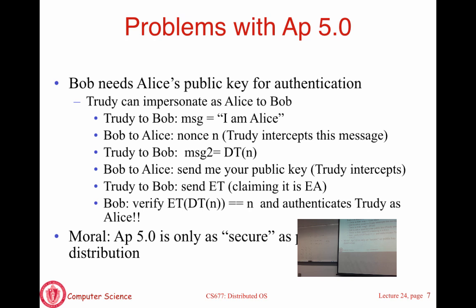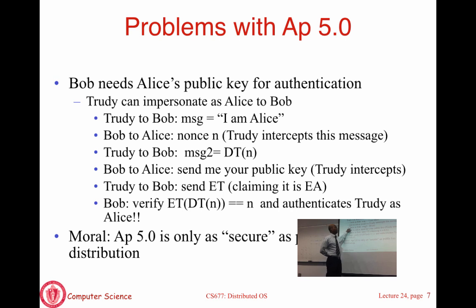Okay, so let's say we want an intruder to impersonate Alice. The intruder is Trudy. Trudy is going to send a message to Bob saying, "I'm Alice." So Trudy is impersonating Alice. Bob is then going to try to send a nonce back to Alice, which Trudy is going to intercept. It's a network, so you can just intercept this message.